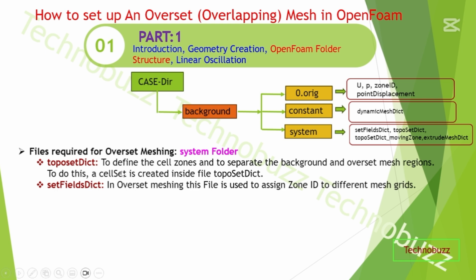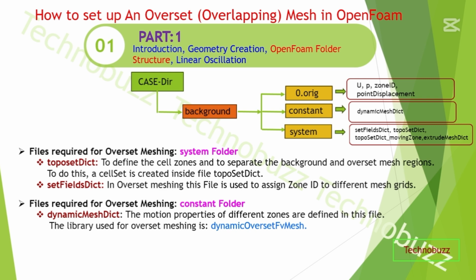The toposet dict file is needed to define the cell zones and to separate the background and overset mesh regions. To do this, a cell set is created inside the file toposet dict. Now the other file, set fields dict. In overset meshing, this file is used to assign zone ID to different mesh grids. In multi-phase simulations, this file is used to specify the scalar value for a particular region, 0 or 1. For example, 0 means air and 1 means water.